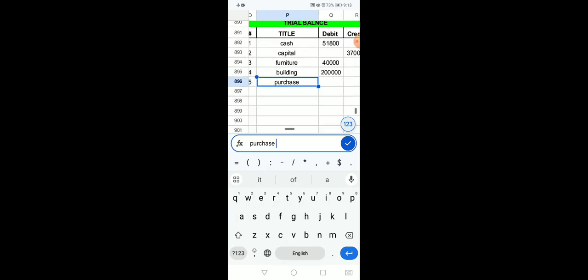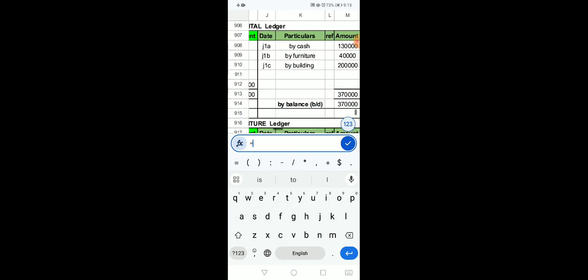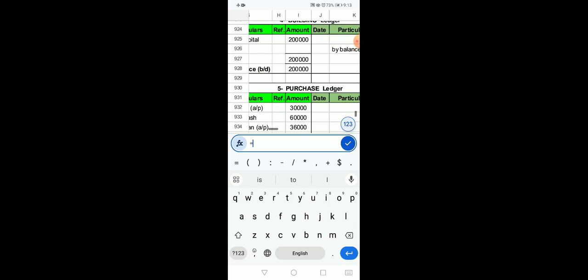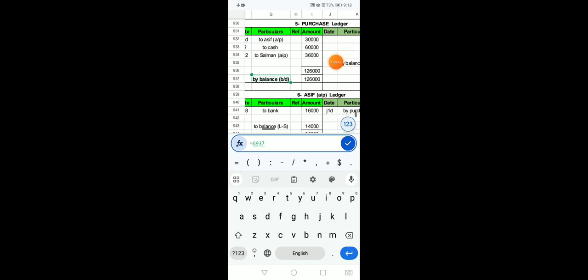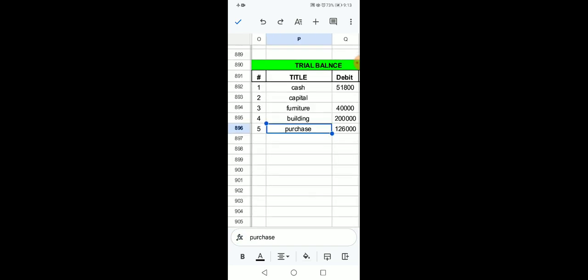Now it's time to see where the amount of purchase is written, the balance brought down. This is your purchase ledger and this is your balance which is brought down on the debit side, as you can see, and the amount is 1,26,000. So you will go to the trial balance, choose the debit side, and in front of purchase you will write 126,000. Now you can see on the debit side you have chosen, 126,000 is written in front of purchase. So posting for purchase is also completed.